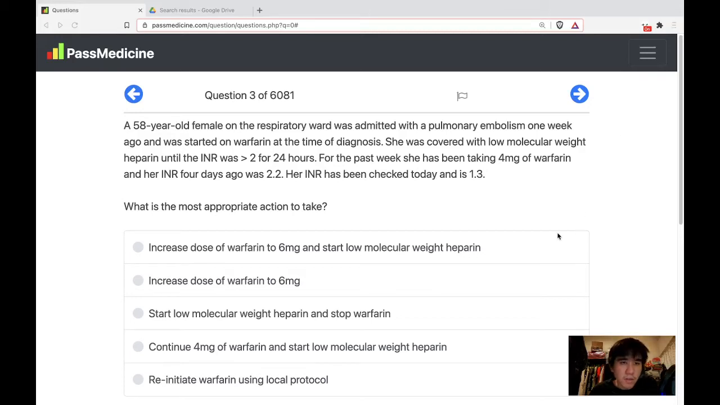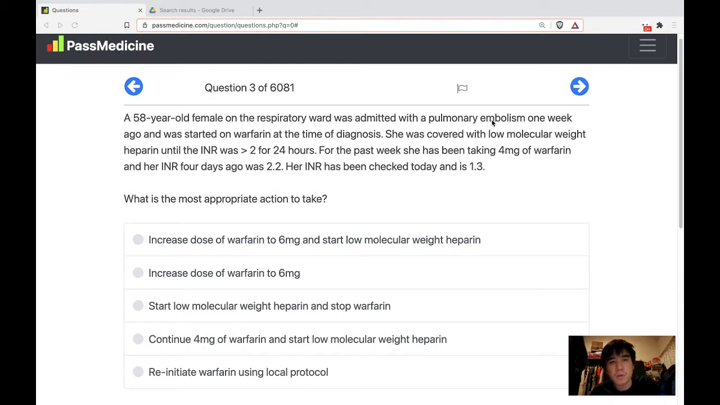A 58-year-old female on the respiratory ward was admitted with a pulmonary embolism 1 week ago and was started on warfarin at the time of diagnosis. She was covered with low molecular weight heparin until the INR was more than 2 for 24 hours. For the past week, she has been taking 4 mg of warfarin and her INR 4 days ago was 2.2. Her INR has been checked today and is 1.3. What is the most appropriate action to take?